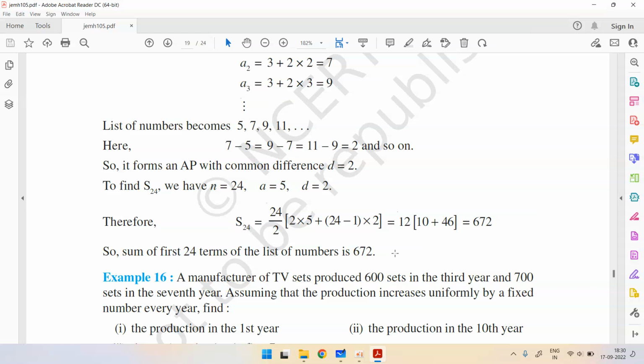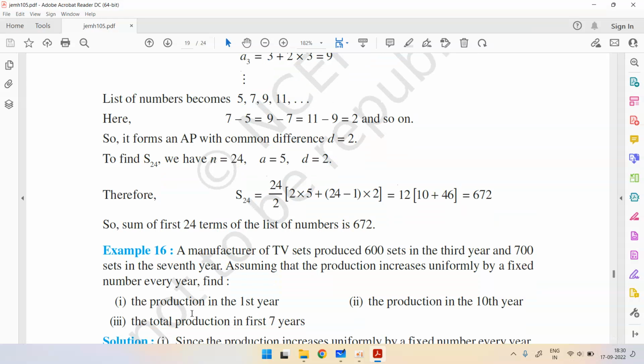Now, example number 16 says that a manufacturer of a TV set produced 600 sets in the third year and 700 sets in the seventh year, assuming that the production increases uniformly by a fixed number every year. Find the production in the first year. Second, find the production in the 10th year, and the total production in the first 7 years.